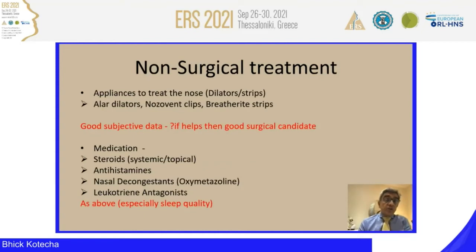In terms of non-surgical treatment, appliances to treat the nose have been described, like the nasal dilators or the nasal strips. These include alar dilators, nose-to-vent clips, and Breathe Right strips. There is indeed good subjective data that it would help patients with their sleep quality, and this is actually a yardstick, because if this helps, then it may imply that surgical intervention may also help.